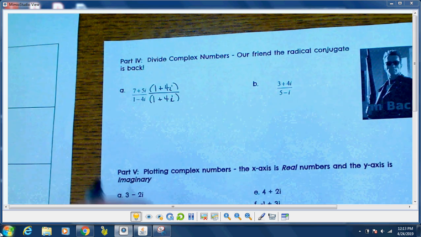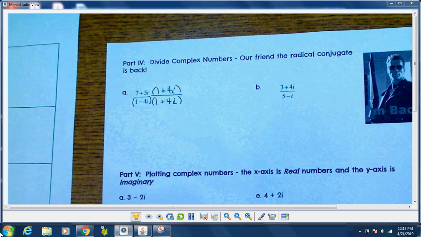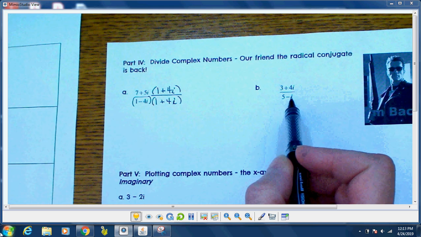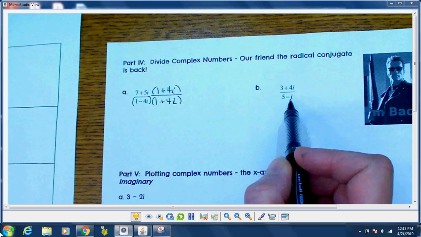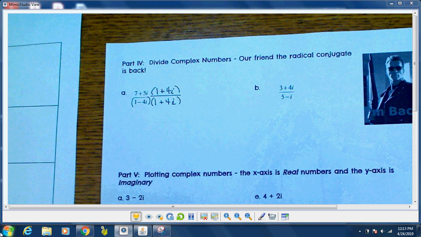And if it helps to make the boxes on the bottom and multiply them that way, that's fine. So again, on this one, your radical conjugate is 5 plus i. So numerator and denominator multiplied by that.